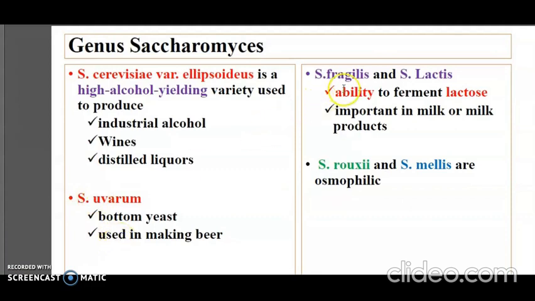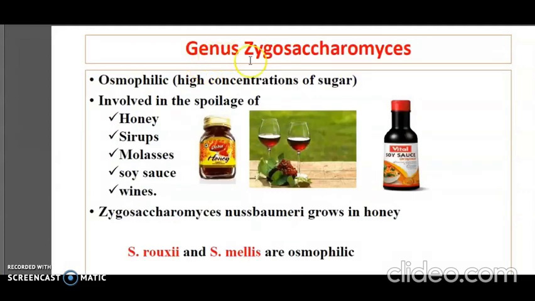And Saccharomyces fragilis and Saccharomyces lactis have the ability to ferment lactose, so they are important in milk or milk products. Then there are Saccharomyces rouxii and mellis, which are osmophilic and can survive under high sugar concentrations. Then there is the genus Zygosaccharomyces, which is osmophilic and can survive under high concentrations of sugar. So they are involved in the spoilage of honey, syrups, molasses, soy sauce, and wines.